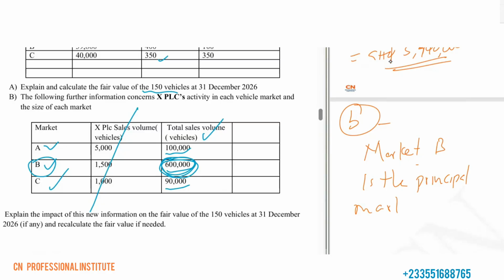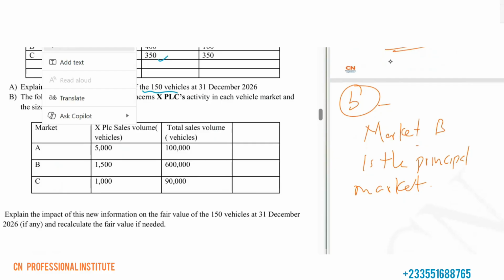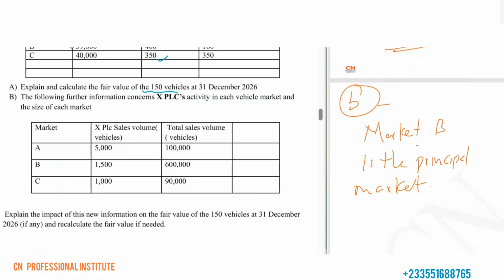So you have to tell us the reason. Why is market B the principal market? Because it is the market that can absorb the highest units. It is the market in which we can sell the greatest quantities, which is 600,000. Therefore, we have to determine fair value from what? Market B. So we are using market B to determine the fair value. So let's go to market B.